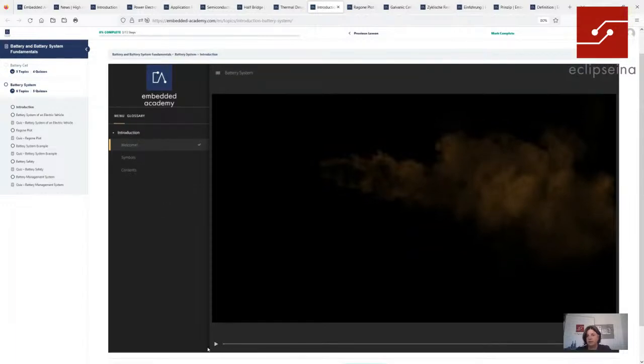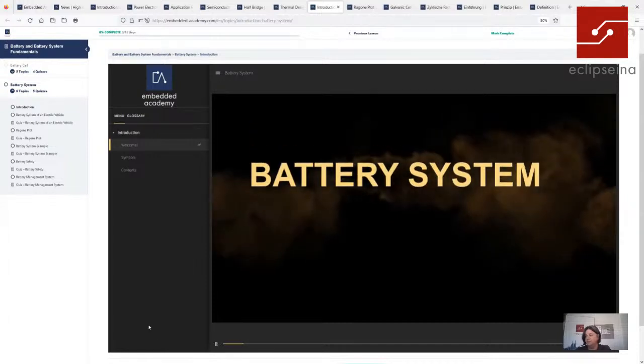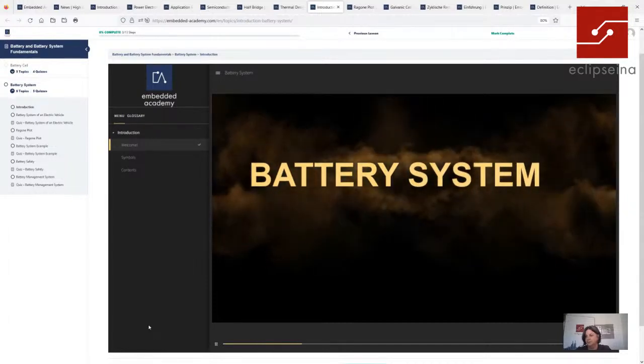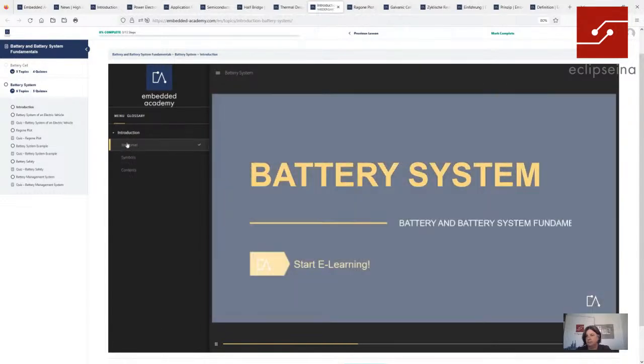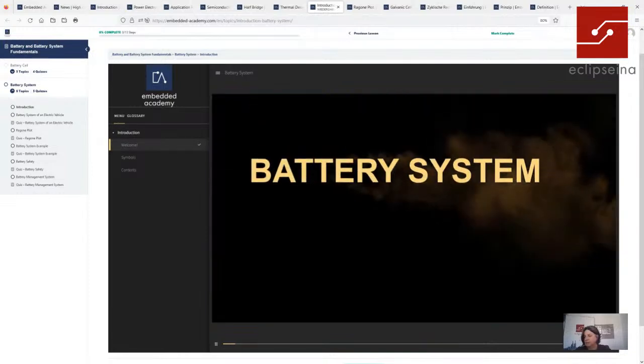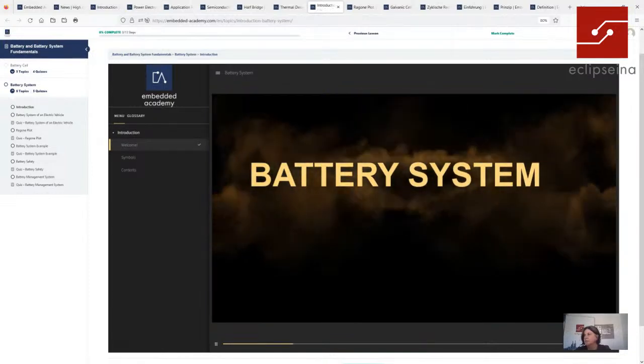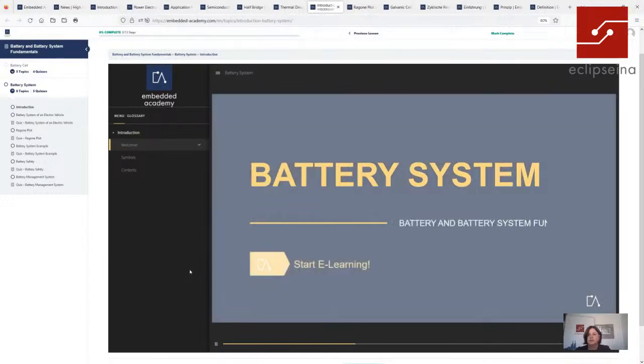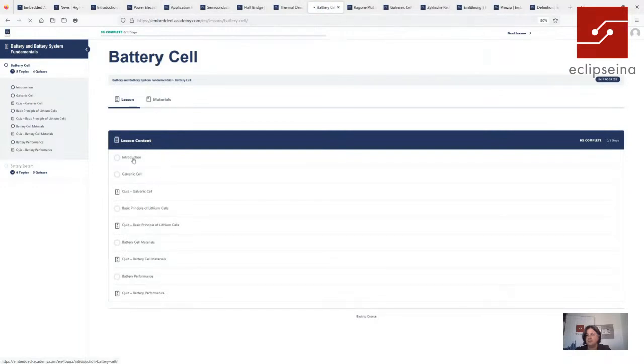I like the introduction very much, so this is why we start with the introduction here also. Have to start again. No, this was the wrong one. For the battery cell, the introduction is so nice. So I have to go to a battery cell for this. For the first course, the introduction.